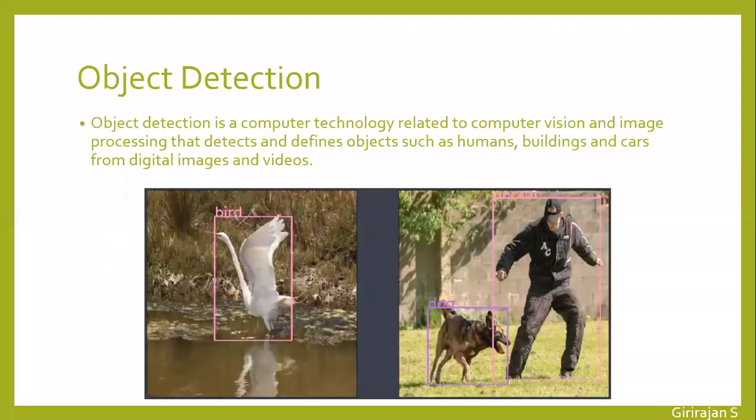So the first thing is object detection. Object detection is a computer technology related to computer vision and image processing that detects and defines objects such as humans, buildings, and cars from digital images and videos. This technology has the power to classify one or more objects within digital images. Object detection has been around for years, but in recent years it's becoming more popular in industries.